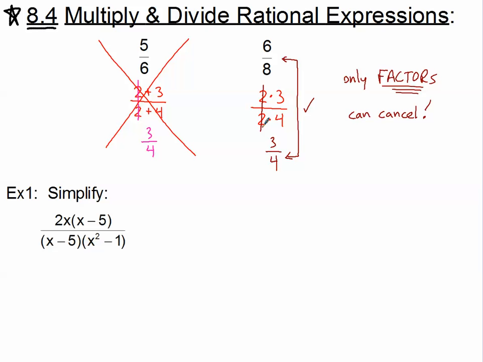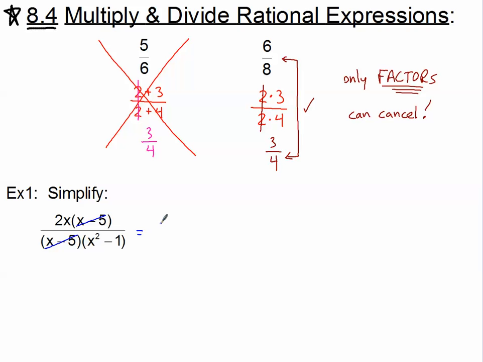So let's look at our first problem. It's nice that somebody's already factored things for us. I see these parentheses, so things must all be multiplied together. I've got a 2 times an x minus 5 all in the top. And I've got an x minus 5 and an x squared minus 1 multiplied together in the bottom. I know that since x minus 5 is a factor because it's multiplied to something else, and that this x minus 5 is a factor, I can cancel out these common factors.